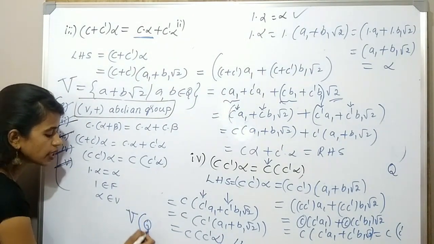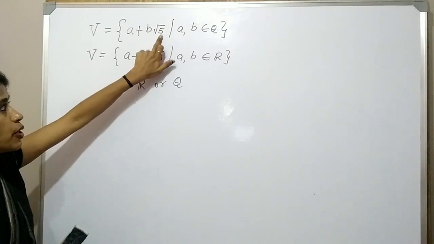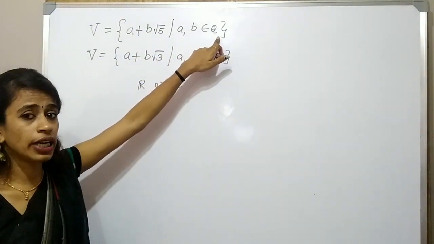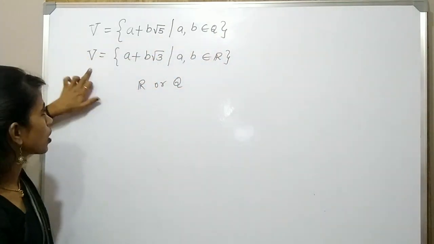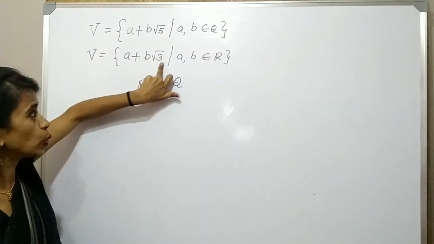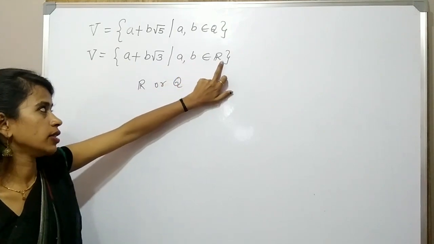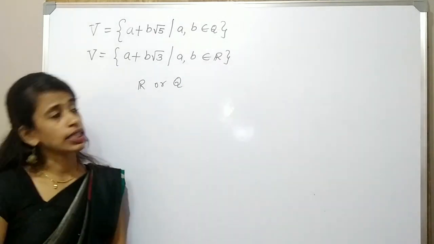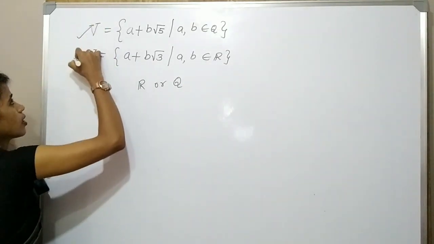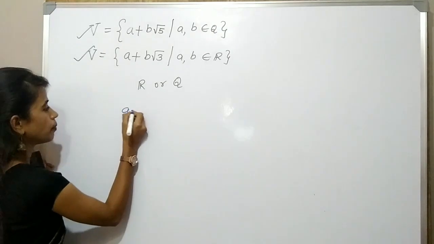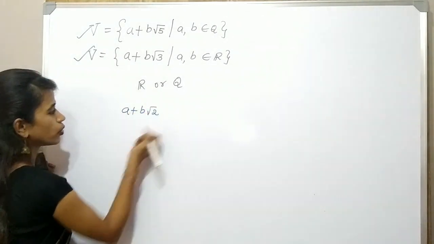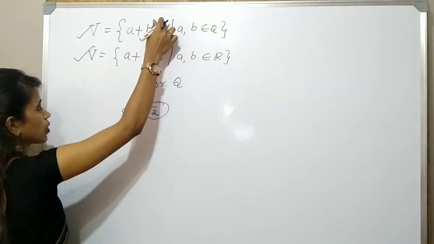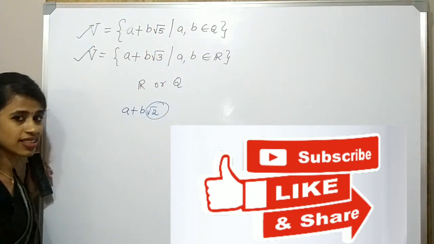Let V be a vector space over the field, and V is equal to a plus b root 5, where a, b belong to Q. Show that it is a vector space over the field of rationals. Here is also another question: a plus b root 3, where a, b belong to R. We show that this forms a vector space over the field of reals. So these two are similar to the previous one. In the previous one, we had a plus b root 2. Is it right? So just change in place of root 2: for this question root 5, for this question root 3. That's it. Okay.